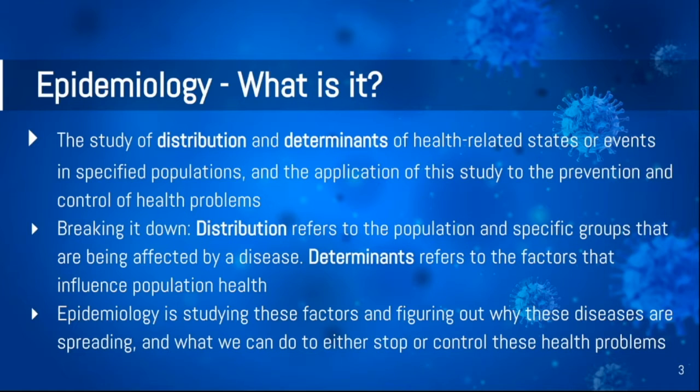If we're going to break it down, the distribution refers to the population in specific groups that are being affected by a disease. The determinants refers to the factors that influence population health. Epidemiology is studying these factors and figuring out why these diseases are spreading and what we can do to either stop or control these health problems.